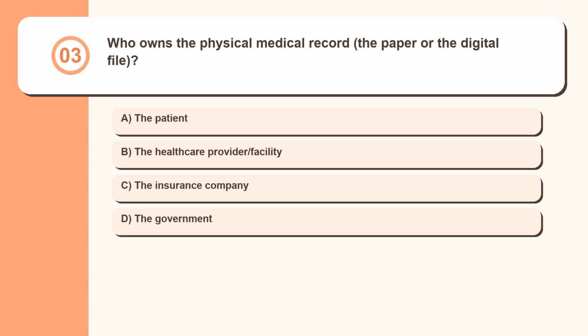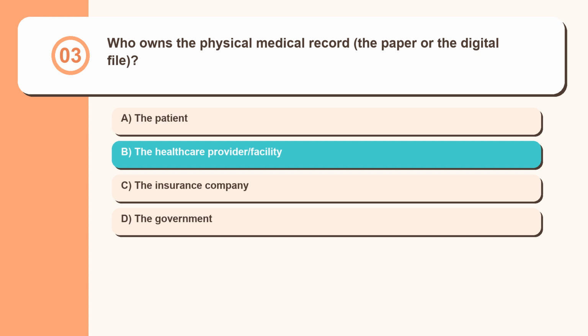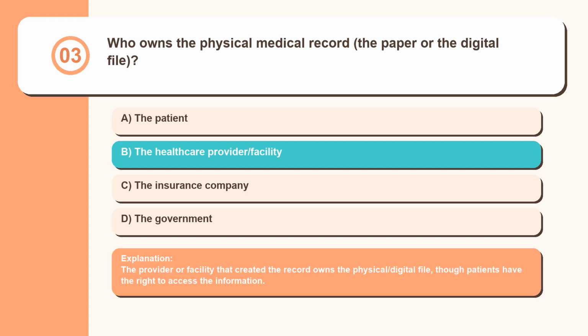Question 3. Who owns the physical medical record, the paper or the digital file? The patient, the healthcare provider/facility, the insurance company, the government. The provider or facility that created the record owns the physical/digital file, though patients have the right to access the information.